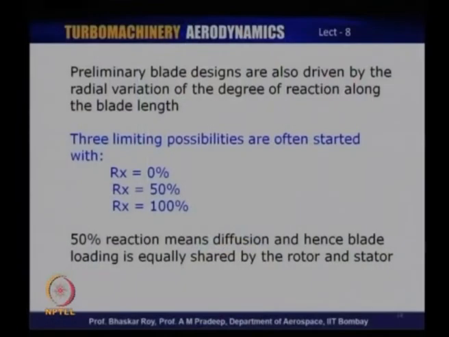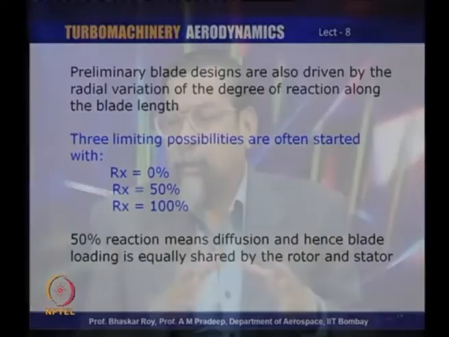Now, the preliminary designs are also driven by what we have discussed as the degree of reaction along the blade length. Now, the three limiting possibilities are often started with when you are creating a first cut blade design. The three possibilities are degree of reaction equal to 0%, degree of reaction equal to 50%, that is the most popular one, and the degree of reaction 100%. Now, we will look at these three possibilities. The 50% reaction blade essentially creates equal diffusion in the rotor and in the stator, that means the blade loadings are equal between the rotor and the stator, and the diffusion is equally shared.